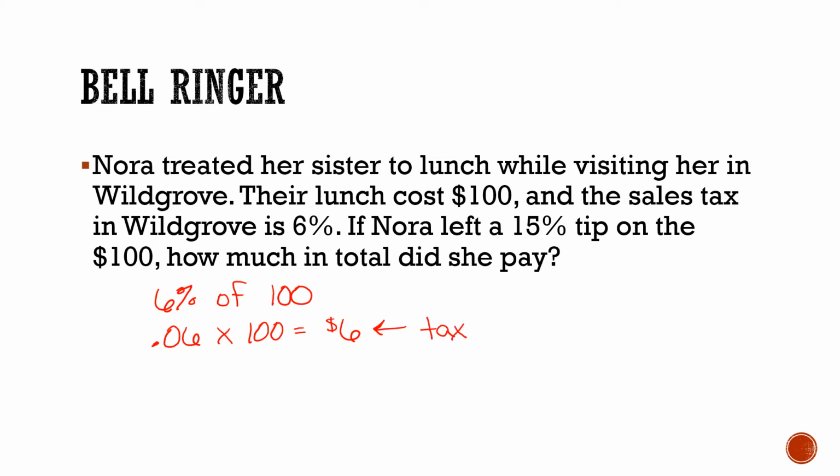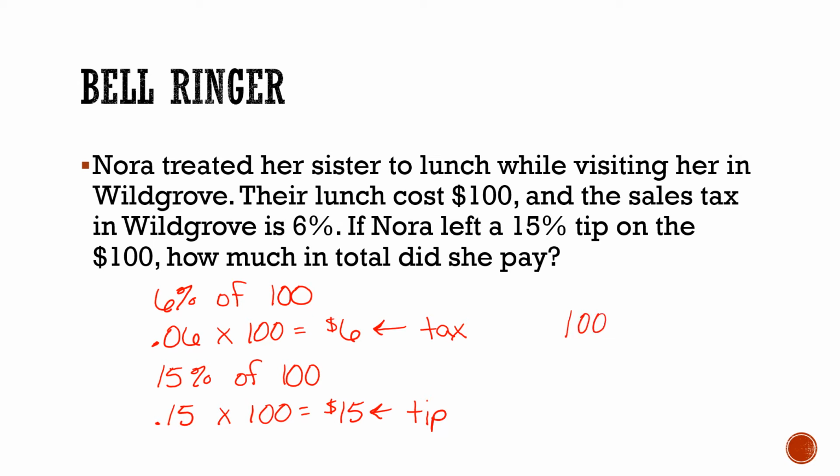Then it says she's paying a 15% tip on the $100, so 15% of 100, which is 0.15 times 100 equals 15. So this $15 is our tip. It's wanting to know in total how much she paid. So their lunch was $100. They're paying $6 in tax and $15 for a tip. When you add all of that up, you're going to get $121.